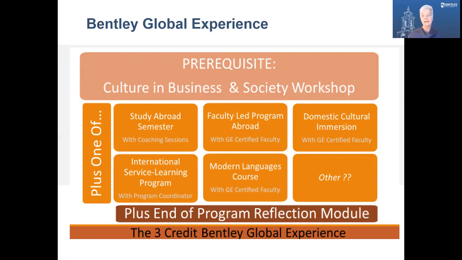And you'll see that not all of these require global travel, because we understand that that's not an option, in particular in a COVID world right now. So they could do study abroad, they could take a faculty-led program, they could do a domestic cultural immersion, they could take an international service learning program, or a modern languages course. And then at the end, they would do a program reflection module. Those 3 components together would comprise the 3-credit global experience.